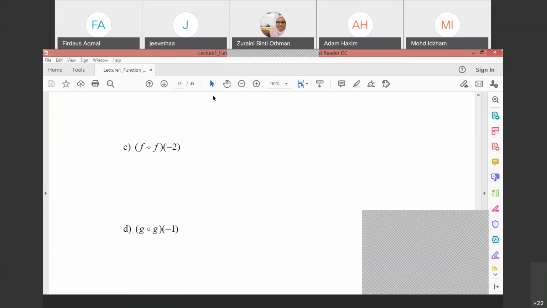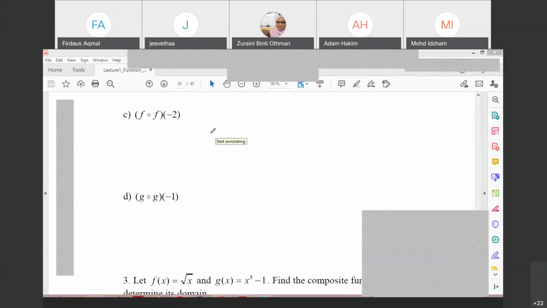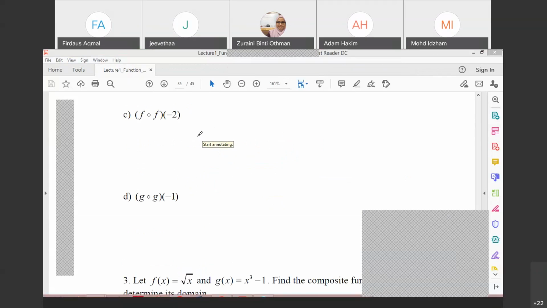Okay, now. So C. C jawapannya apa? C, so Javita said it is 25. Any other answer? Okay, or others get 25 also. So D? D berapa? 16. Okay.